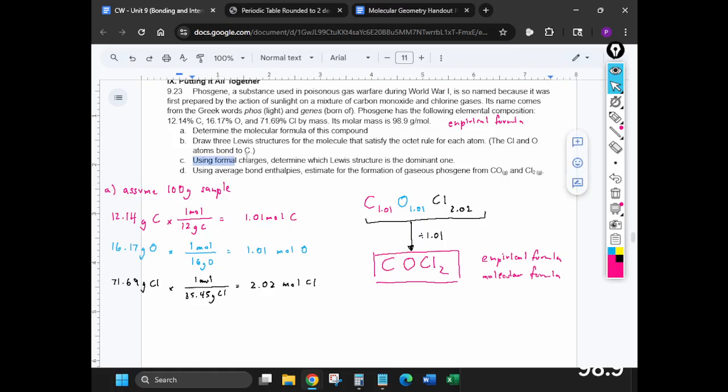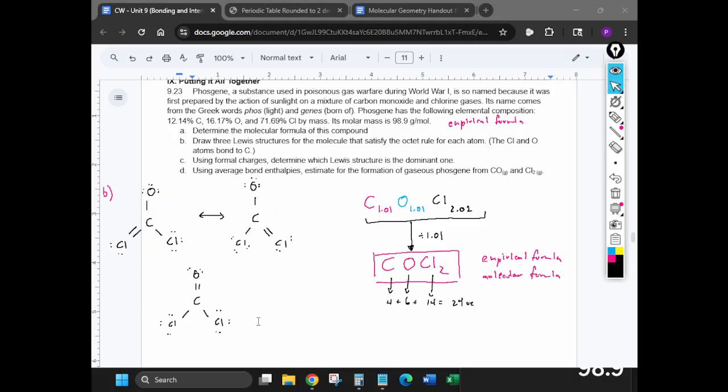And then I want you to finish the problem, write the formal charges to figure out which one is dominant, and then do the bond enthalpies to do the formation of phosgene from CO and Cl2. So kind of a big problem, but let's see if you all can finish it on your own. I'll give you about 7 to 8 minutes to do this, and then I'll be walking around to see if you need any help, all right?